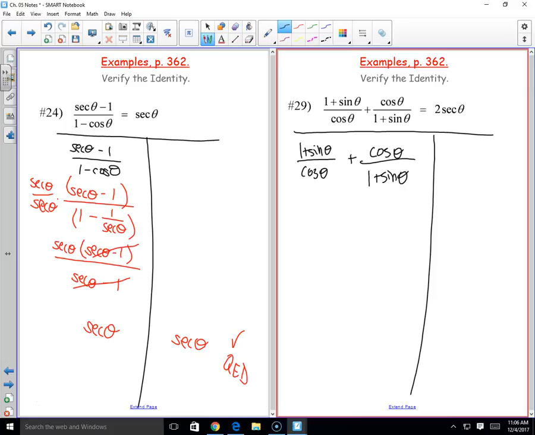Factoring? No, it doesn't really apply. Foiling? No, nothing really to multiply. Common denominators? Yes. So we multiply this guy.